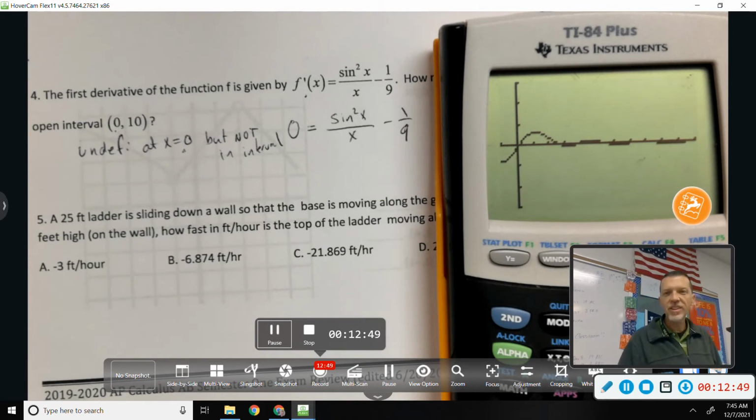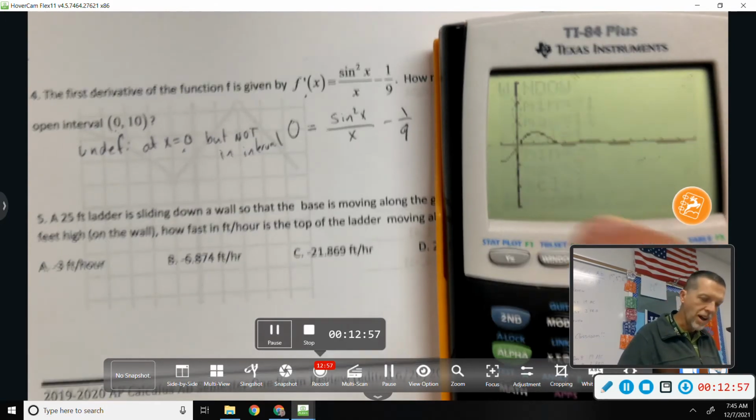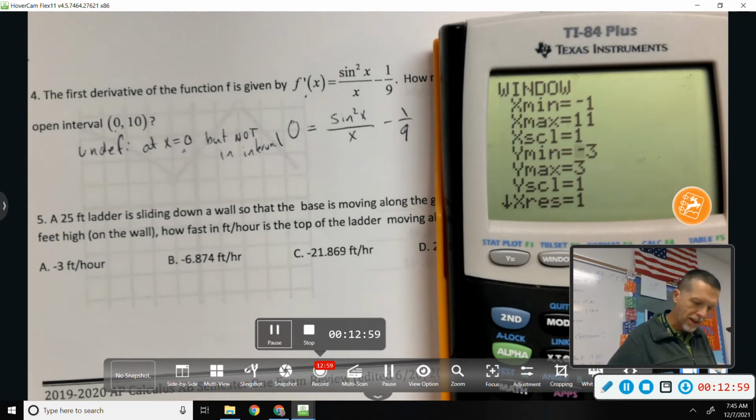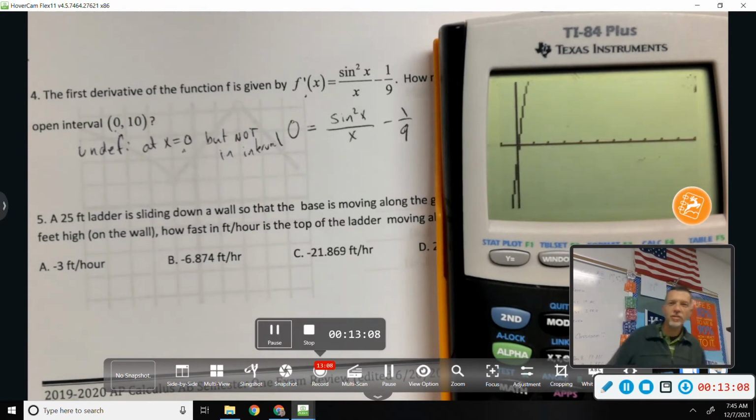That's still not very helpful. What do I need to do to be able to see those zeros better? Yeah, I need to zoom in on the y, so I need my y min and my y max to be a lot closer. Let's see, like 0.2 and then 1. Yeah, I'm trying -0.5 to 0.5. Let's see.